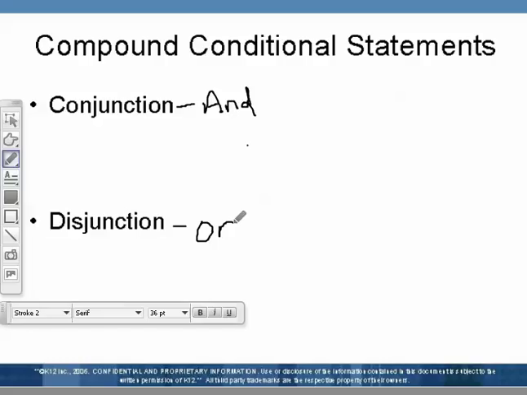So when you're asked, here's a conditional statement. Where is it a conjunction or a disjunction? Well, guess what? If it's got an and, it's a conjunction. If it's got an or, it's a disjunction. If it has both, you're confused. So would I be. But trust me, that's the way the logic works.